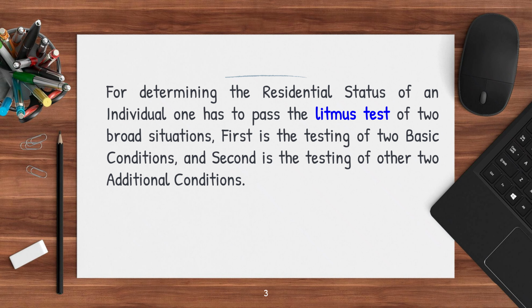For determining the residential status of an individual, one has to pass the litmus test of two broad situations. First, the testing of the two basic conditions, and the second one is the testing of the two additional conditions.